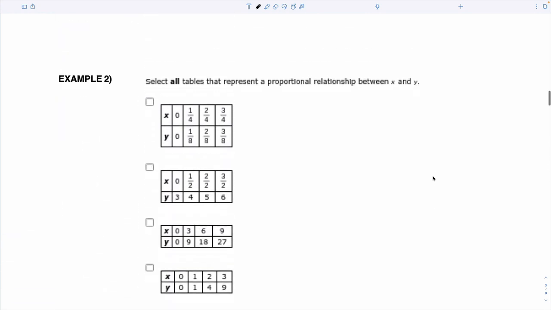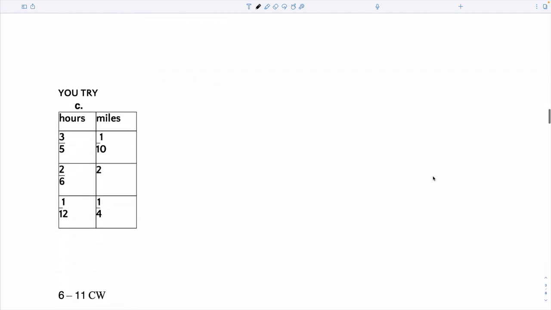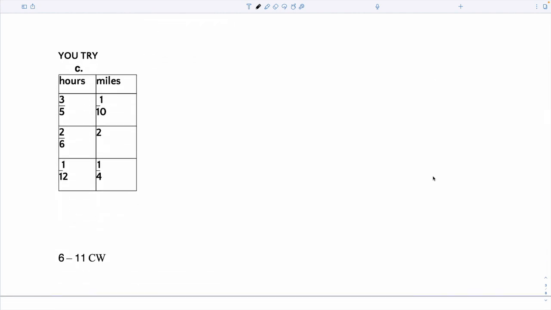Okay, skip example 2. It's on the next page. We're going to skip this for now because of assembly. Go to the "You try," C. Same instructions. Is this proportional? Yes or no? And then if it is, give me the constant.